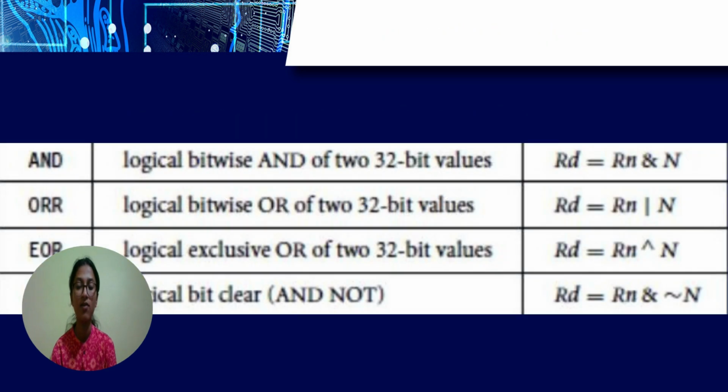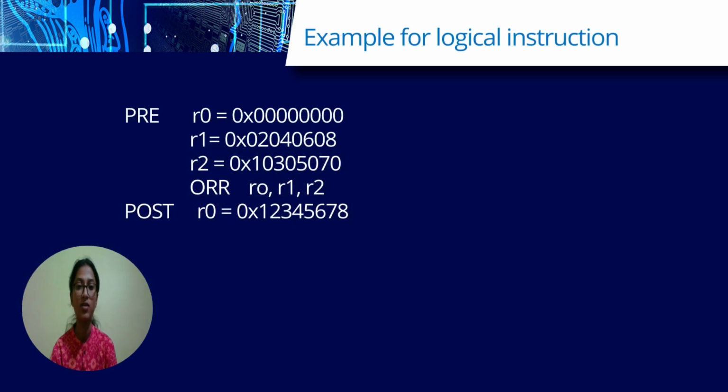These are the logical instructions: AND is used for logical bitwise AND of two 32-bit values, and ORR is the logical bitwise OR operation, where EOR performs a logical exclusive OR operation. And next we'll have an example for the logical instruction, where this example shows a simple logical OR operation between registers R1 and R2, where R0 holds the result.